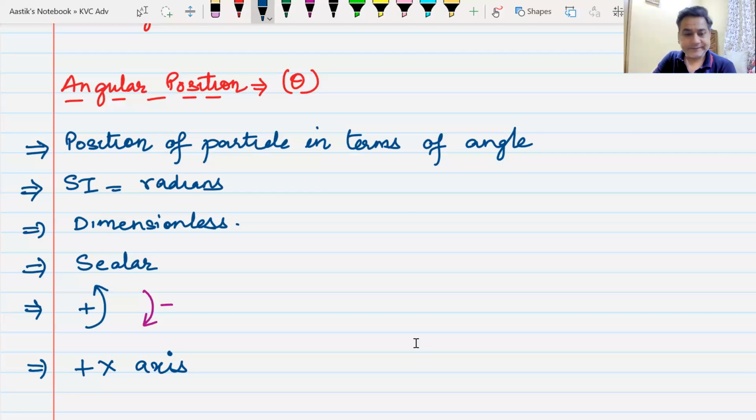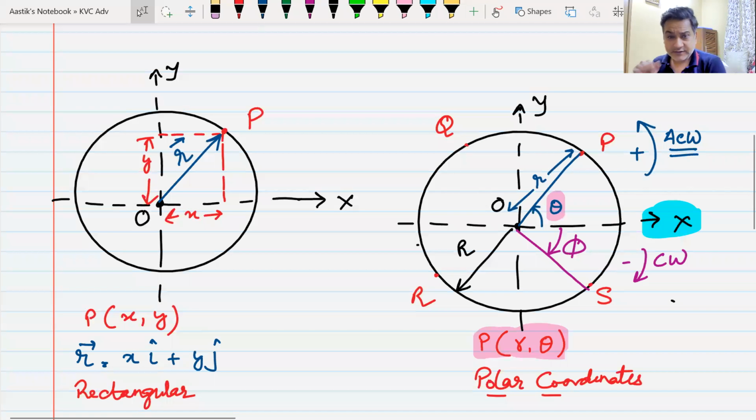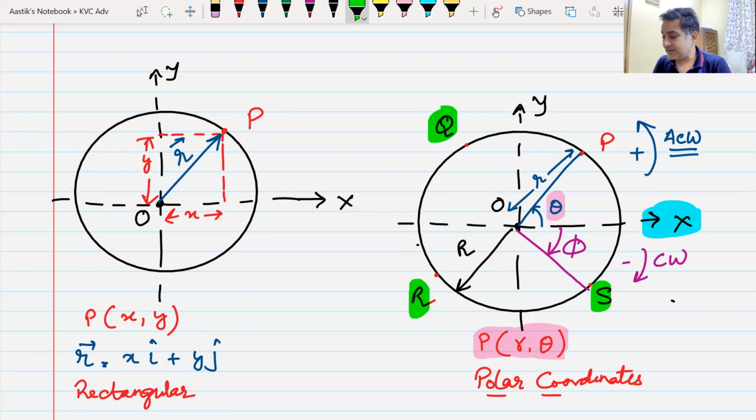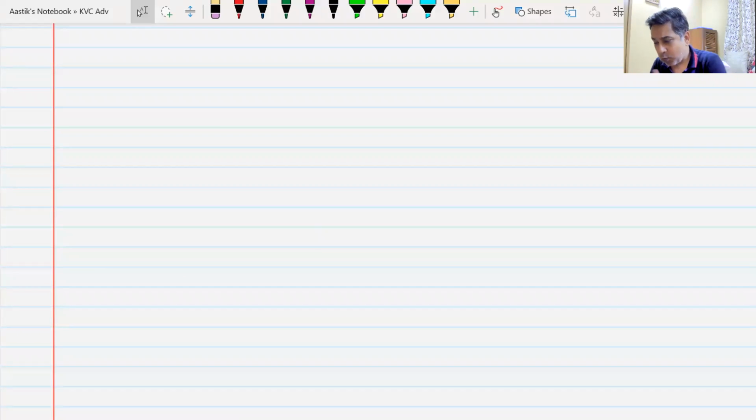Now, as I said, the particle is moving in a circular path. It will not always remain at point P. It will keep on changing its point. Sometimes it will be on Q, some other times on R, then on S. So basically it is changing its position. Whenever it changes its position, it changes the angle. And we now have the next term coming in. What is the next term? Angular velocity?